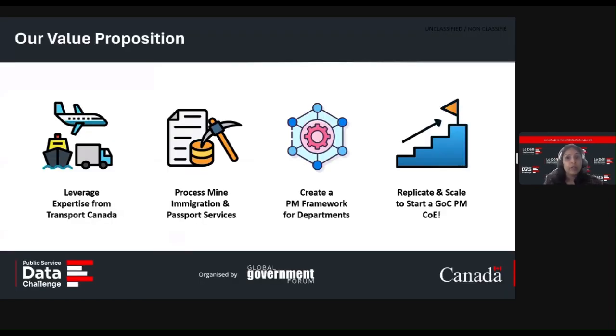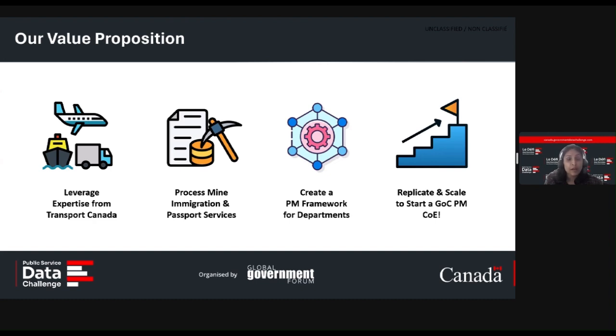So in our endeavor, we stand poised at the intersection of innovation and efficiency, forging a path illuminated by the expertise of Transport Canada in process mining. Our mission is to harness the power of this knowledge to meticulously mine immigration and passport services once we've gained access to their data, crafting a blueprint for streamlined operations.